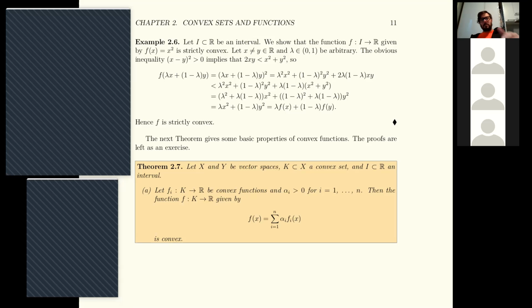This is the way you can prove that, in fact, it's strictly convex, so that if you take the convex combination, the square is always smaller than the convex combination of squares. So the square of a convex combination is smaller than the convex combination of squares. And so x squared, x to the power of 2, is a convex function.